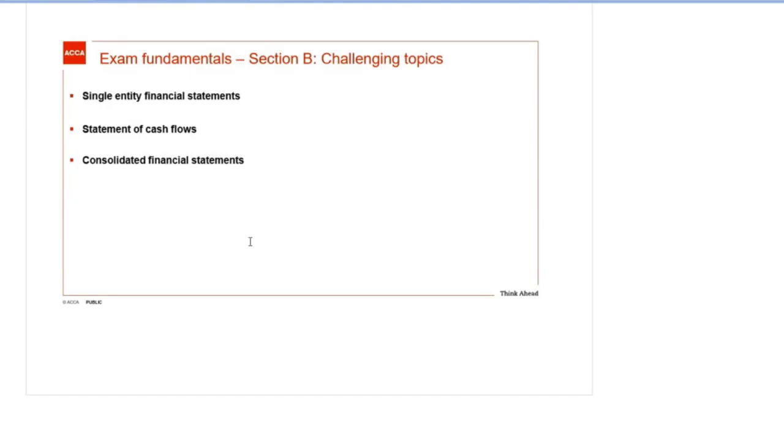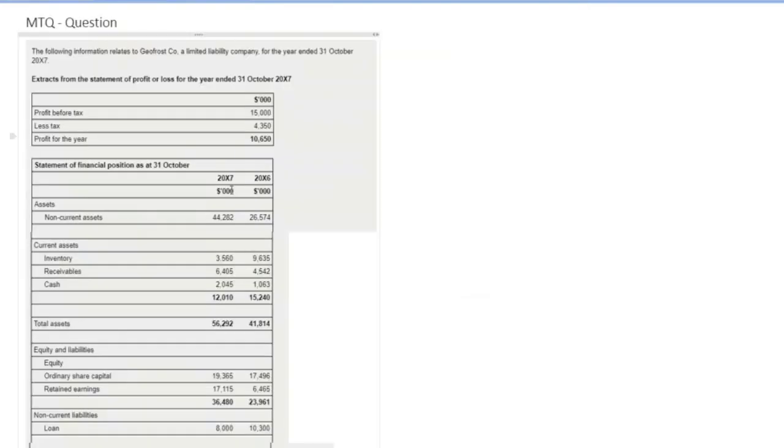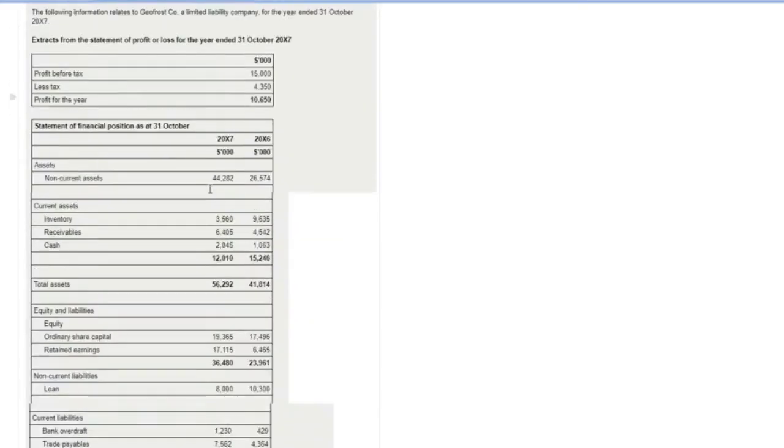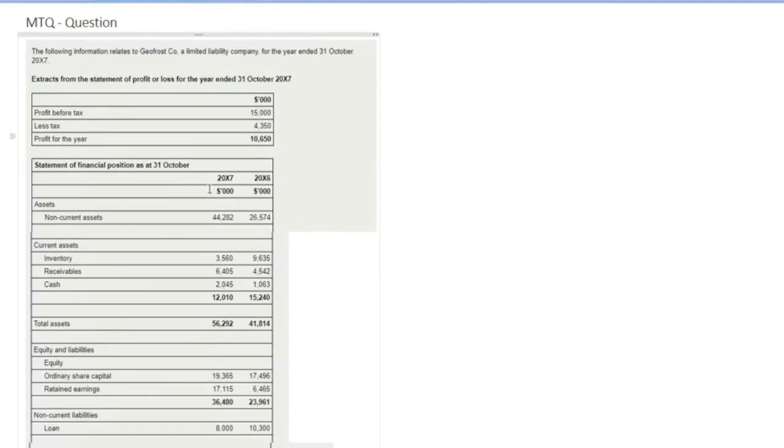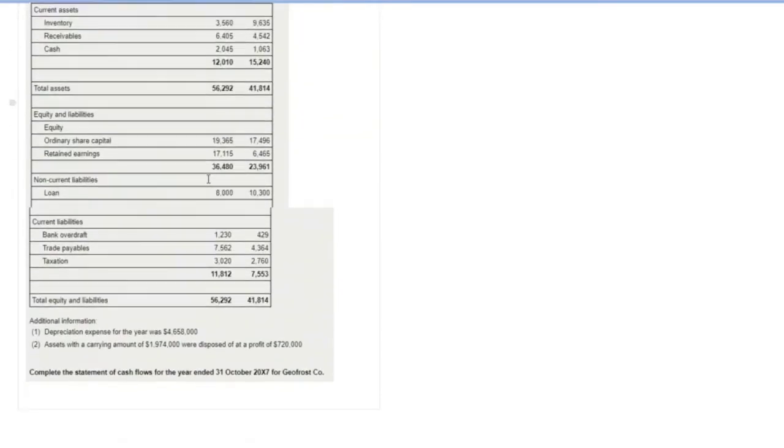Obviously, we've picked out a cash flow question for us to consider, and we won't necessarily finish it, but we'll spend a few minutes approaching it. Okay, key things I want to pull out for a section B question. We've got a lot of information here. None of it is unexpected. We'd always expect to see some extracts of financial information, fine, but there's a lot of information. What do we do? We go straight to the requirement. Complete the statement of cash flows for the year ended October X7 for Gia Frost Company.